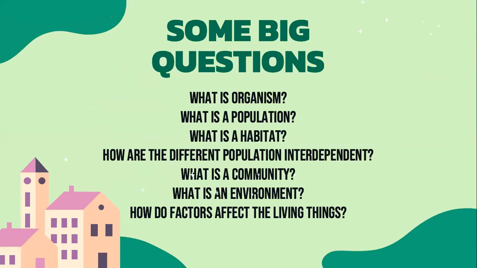Some big questions to ask yourself about this topic. What is an organism? What is a population? What is a habitat? How are the different populations interdependent on each other? What is a community? What is an environment? How do the factors affect the living things? So all these questions, you'll be asking yourself when you read through this chapter on environment interactions.